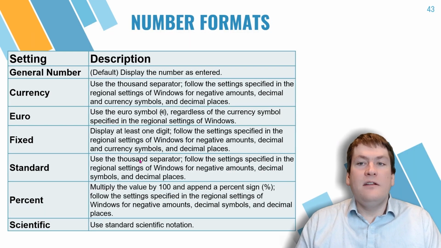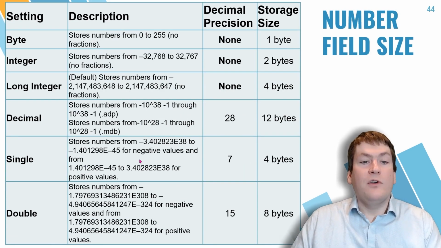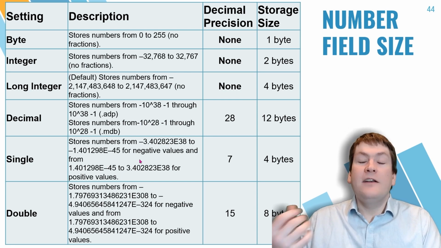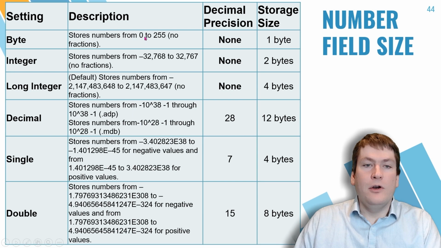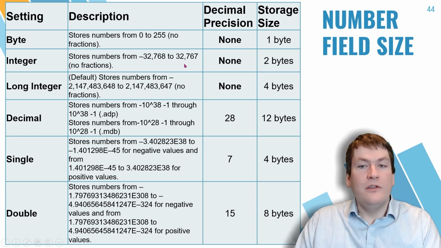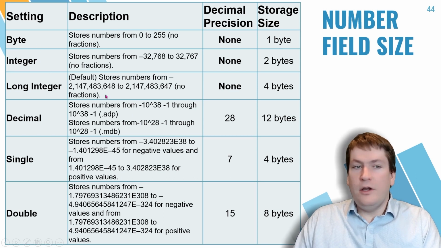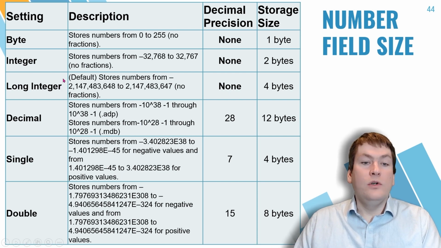Anyway, one of these slides contains this table called number field sizes. This is specifically for number fields, the different settings we can have for field size, and this affects how big of a number we can store. For example, if we set it to byte, we can only store numbers 0 to 255. If we set it to integer, we could store numbers from negative 32,000 something to positive 32,000 something. One important thing to note is that byte, integer, and long integer only store whole numbers.